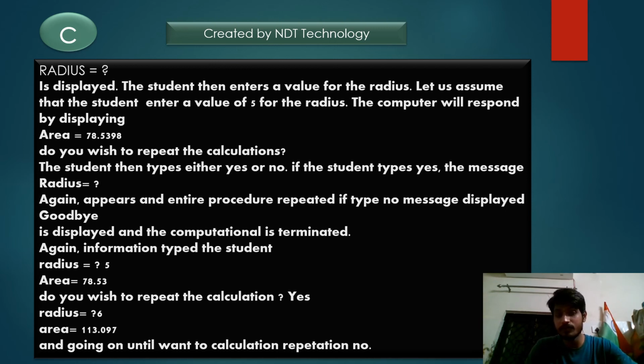So the student types 5, the area is 78.53, and so on. Do you wish to repeat the calculation? Yes. Then again 6, so 113.096, and it goes on until you want no more repetition. As I already told you, this is the interactive mode. This is a computing mode. Look at how computational power is shown here. You are not just able to find a simple output, but according to the input value you can find the output at different levels, different layers.